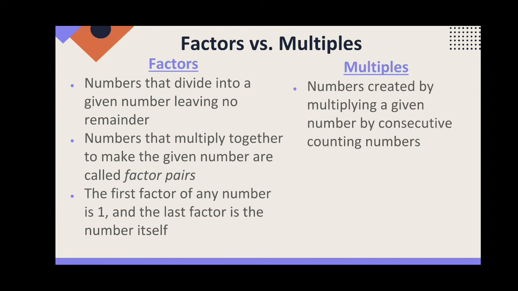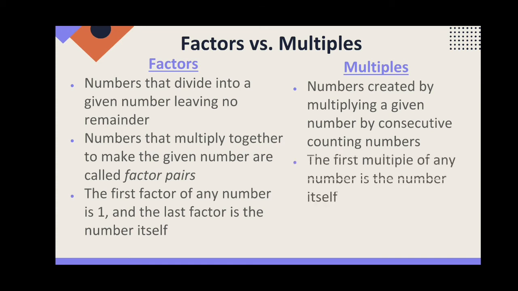On the other hand, multiples are numbers created by multiplying a given number by consecutive counting numbers. The given number is multiplied by counting numbers starting from 1. That's why the first multiple of any number is the number itself. There is no last multiple since pwede tayong mag-multiply from 1, 2, 3, and so on. So kahit anong number ang i-multiply natin sa given number, that is always considered as multiple.